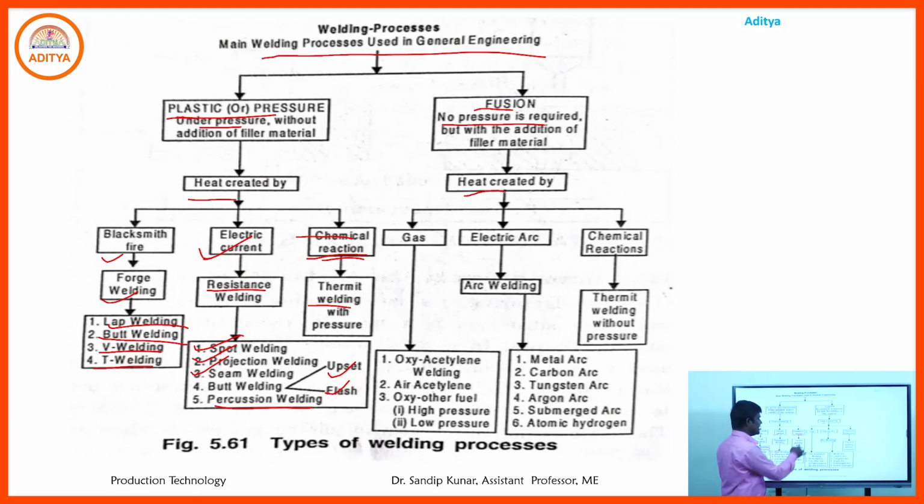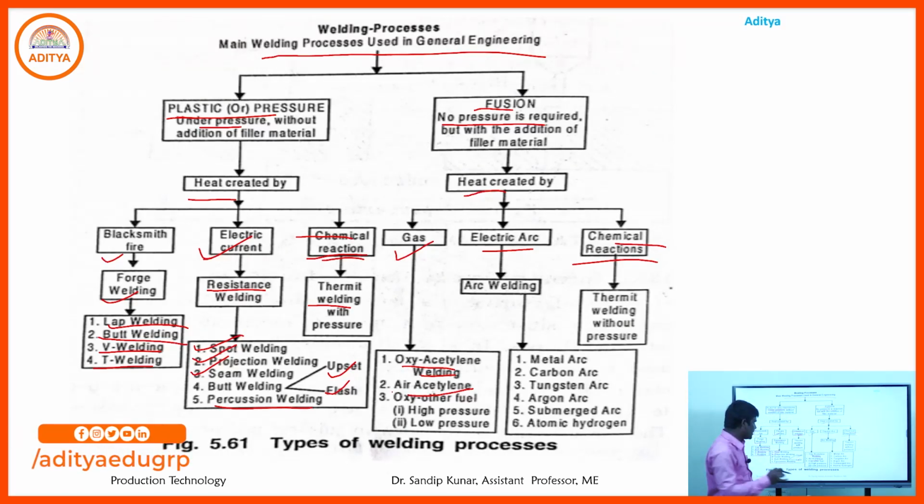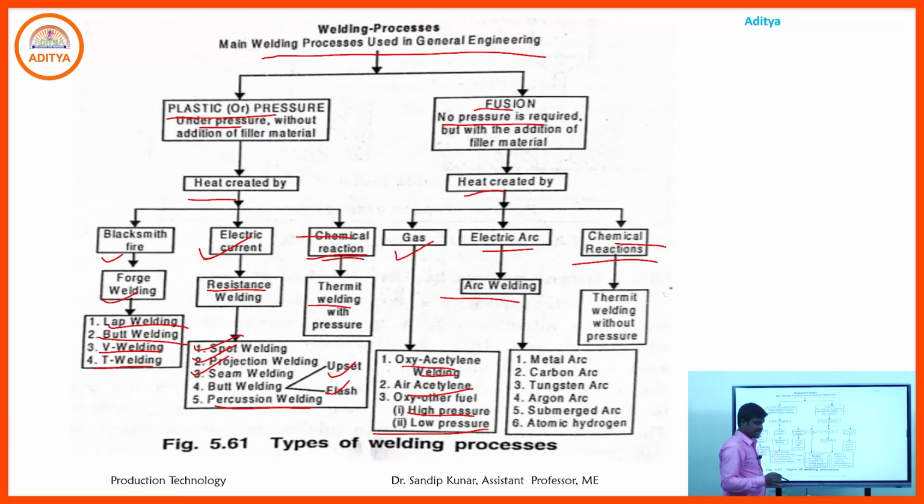In case of fusion welding, heat is created in that operation also. Under this category: gas welding, electric arc welding and chemical reactions. Under gas welding: oxyacetylene welding, air acetylene, oxy other fuel gas, high pressure, low pressure. Under electric arc welding, that is arc welding, there are some subcategories: metal arc welding, carbon arc welding, tungsten arc, argon arc, submerged arc, atomic hydrogen welding. And the last one, chemical reactions, under this category thermite welding without pressure. Those are the types of welding processes.